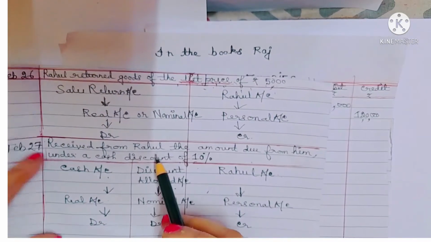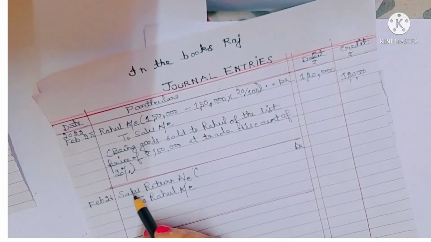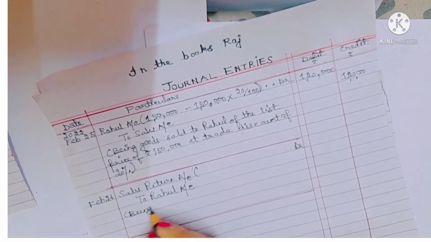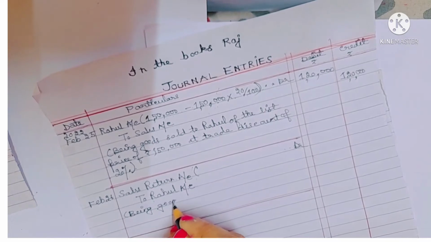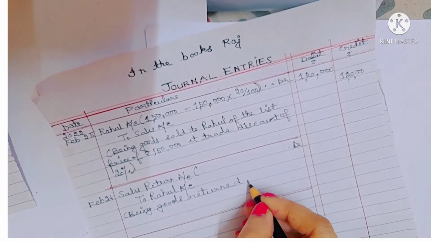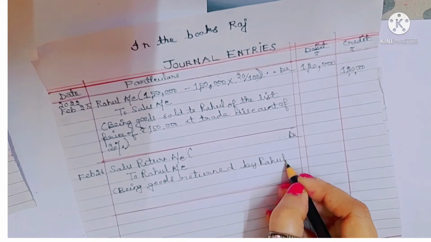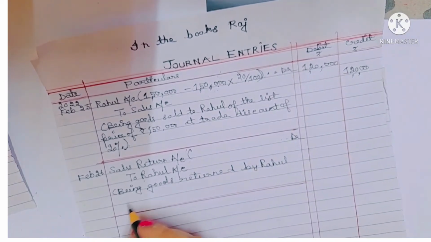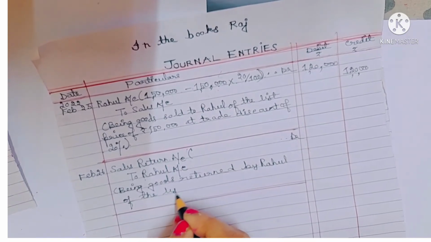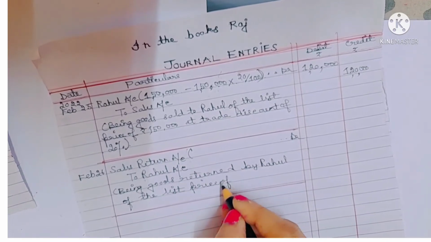So what is the transaction? The transaction is sales return account to Rahul account. Let me write the narration. Being goods returned by Rahul of the list price of rupees 5,000.